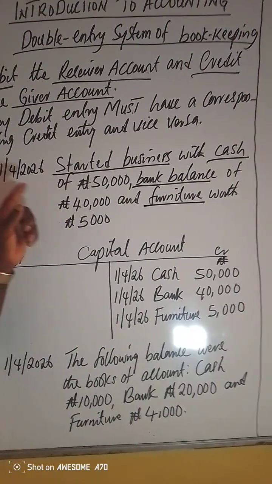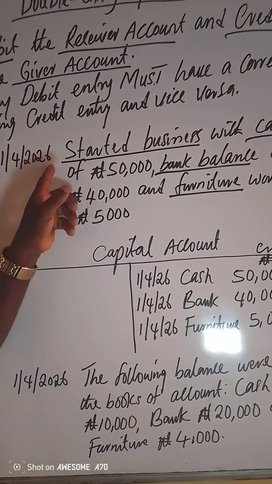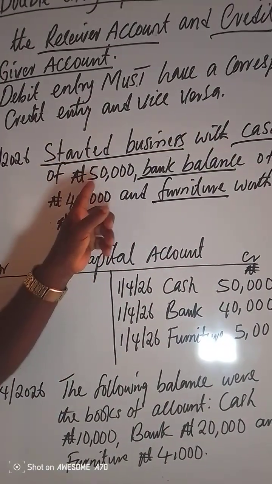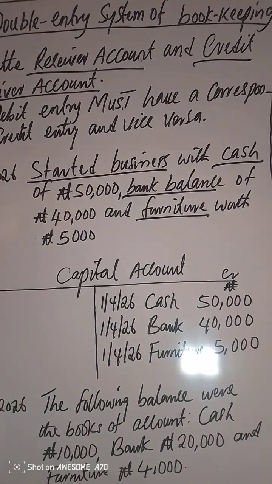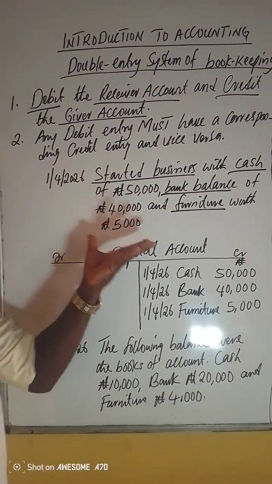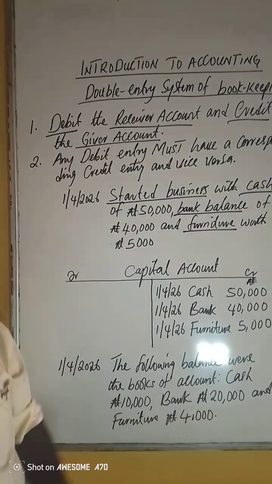Let's look at it quickly. We now say on the 1st of April 2026, started business with cash of 50,000, bank balance of 40,000, and furniture worth 5,000. How can we record this transaction using the ledger and the principle here?